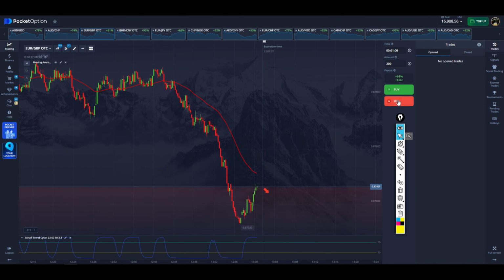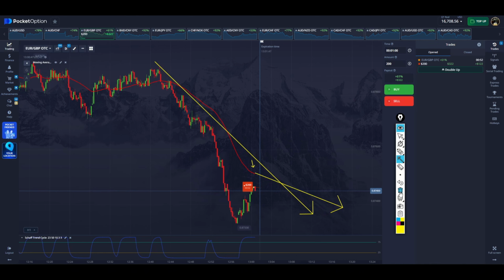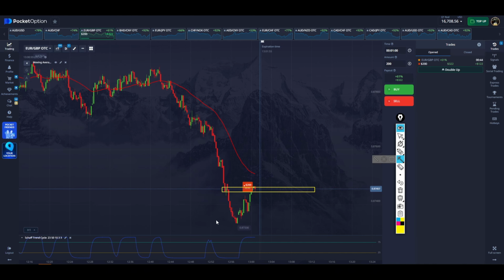Interesting situation with the euro-based currency pair. I'm entering a sell trade. There's a clear downtrend. The price is below the 50-period moving average, and the Chande indicator is already in the overbought zone. There's a demand zone for buyers, which I believe has already been realized. Therefore, I'm taking a sell position.